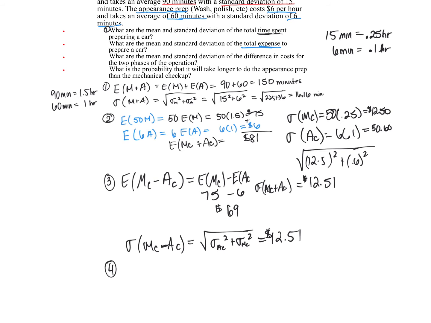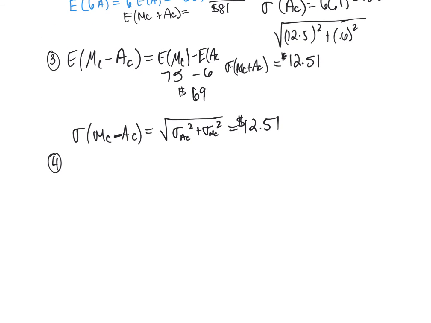Okay, and then what's the probability that it will take longer to do the appearance prep than the mechanical checkup? What's the probability that m minus a, the time it takes, if the appearance prep is longer, won't that subtraction be negative? If the second number a is bigger, that subtraction is less than 0. Not equal, just less than. So I have a mean and a standard deviation. And I want to know the probability that that difference is less than 0.